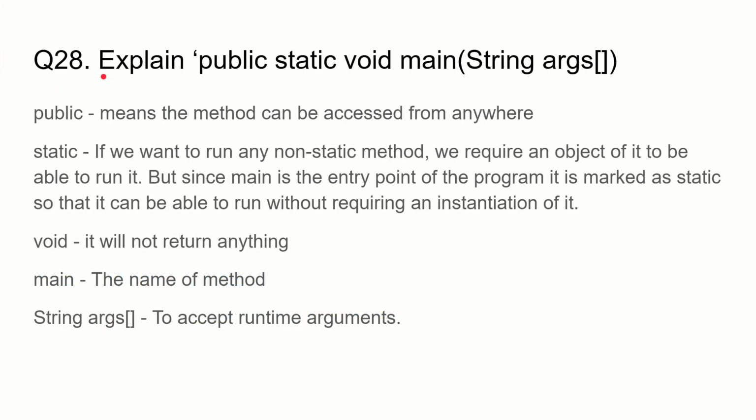Another important question is, explain public static void main String arguments. So here public means the method can be accessed from anywhere. Static means if we want to run any non-static method, we require an object of it to be able to run it. But since the main method is the entry point of the program, it is marked as static so that it can run without requiring an instantiation of it. Void means it will not return anything, and main is the name of the method. String arguments is given as a parameter to accept runtime arguments.